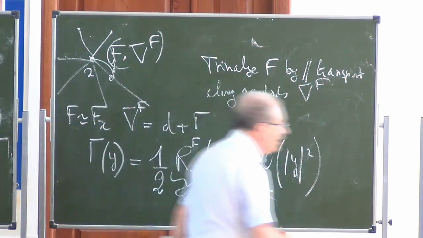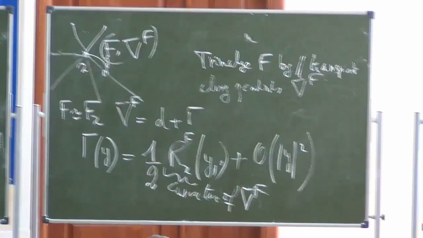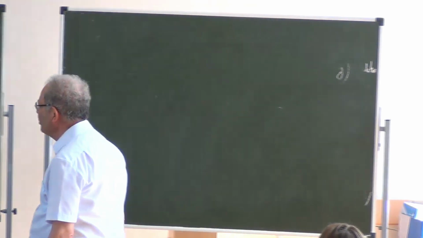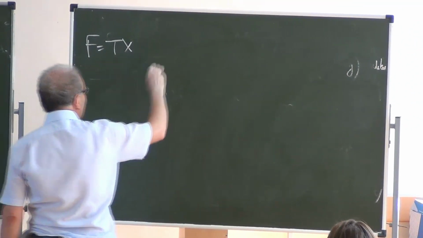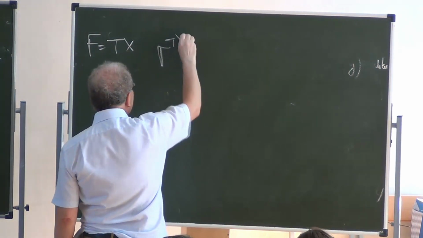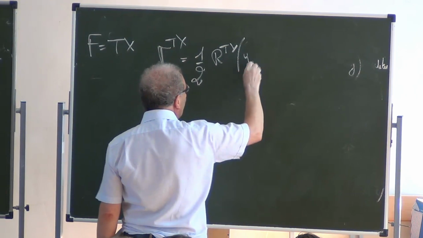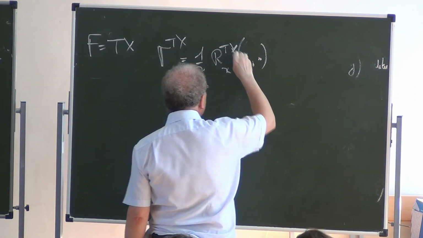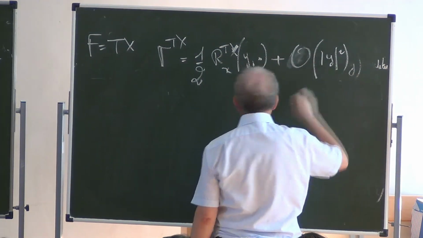Okay, so let's apply this to the tangent bundle. So we take f equals cx. So maybe I take gamma f here to be clearer. So gamma tx will be equal to 1/2 of rtx of y at x plus O of y squared.